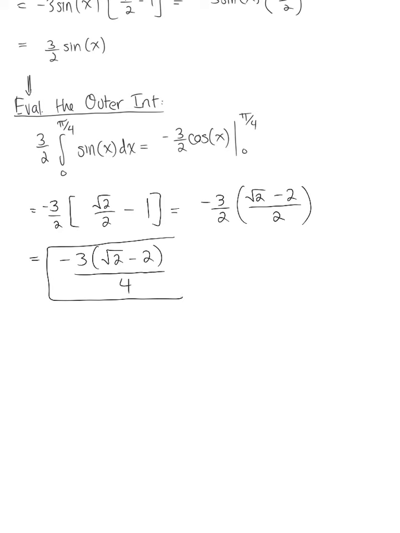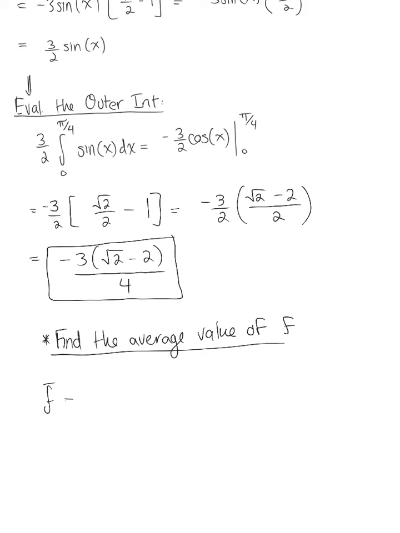So this isn't our final answer, though. This is just the exact value of our definite integral. So now we're ready to actually find the average value of f. So again, we know that f bar is the double integral over the region R, f of x, y, dA, and it is divided by the area, so b minus a, multiplied by d minus c. There we go.